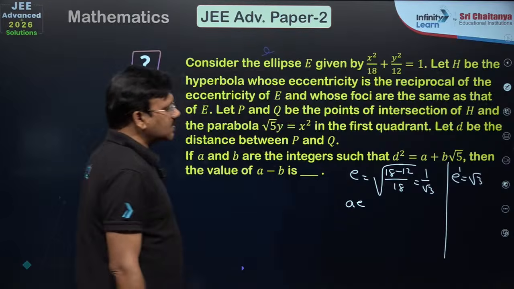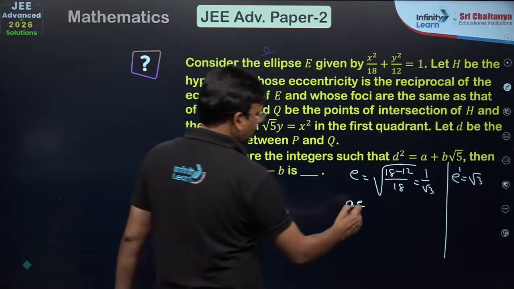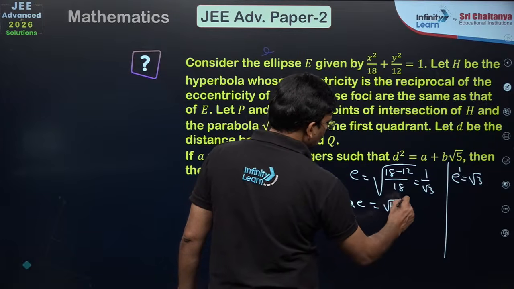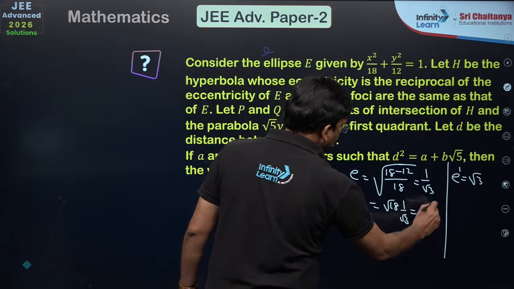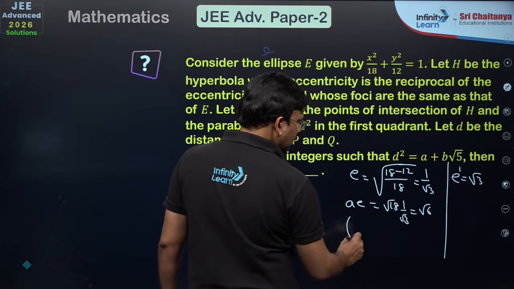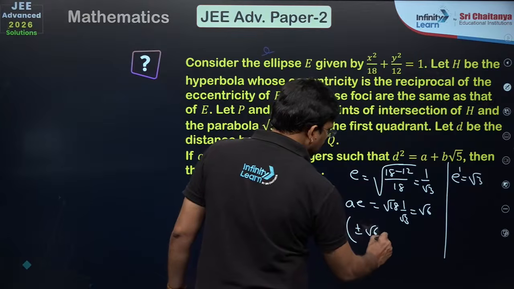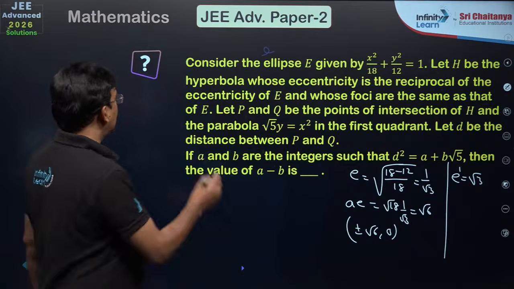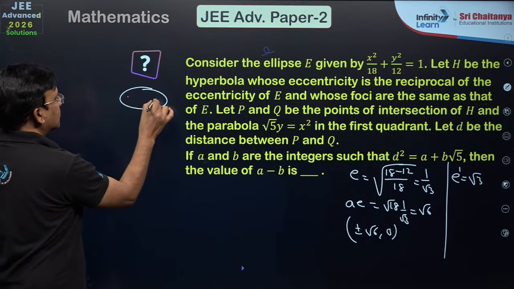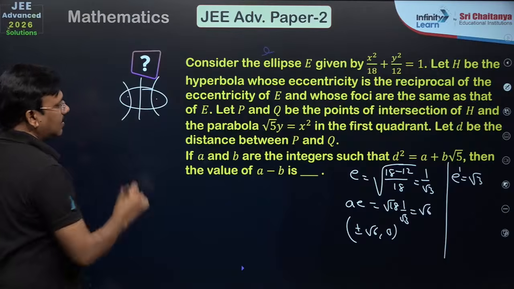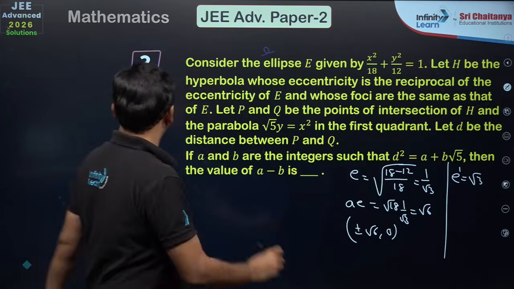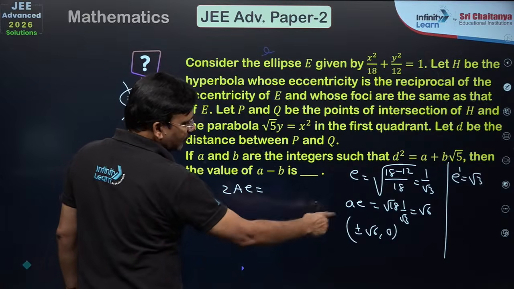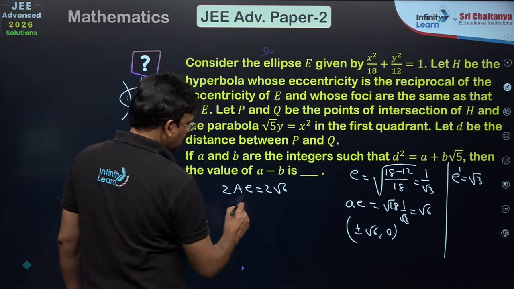So AE is nothing but, what is A here? Root 18 into 1 by root 3, which is root 6. So the foci are going to be plus or minus root 6 comma 0, which are going to be the foci of the hyperbola. So that means the figure will be like this. This is the hyperbola. So suppose for the hyperbola, if these two are the foci, 2AE will be the distance between them, 2 root 6.